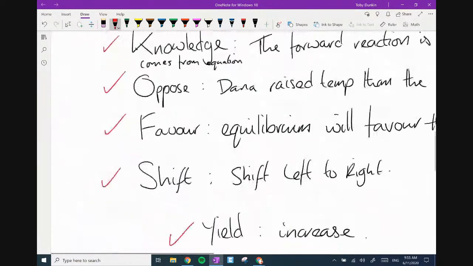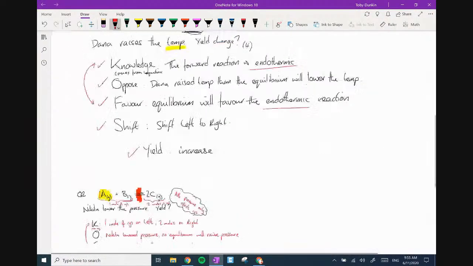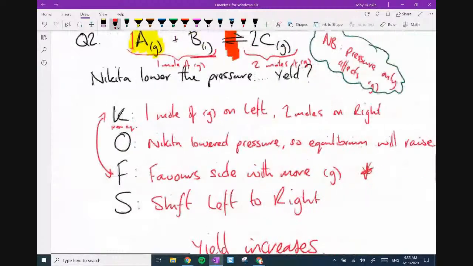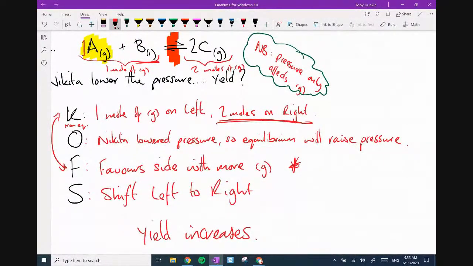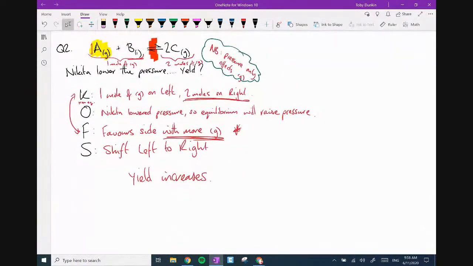Let's look at the previous one. Knowledge, forward reaction is endothermic. Favors endo. Yeah, the K and the F are joined, are linked. And here we've said more gas. Yeah, they're linked together. You've got to make sure of that. Really, really tricky. Really easy to lose. This is why it's so easy to lose those marks on these questions. It's why they're the worst answered questions in the whole of A-level chemistry. I kid you not. Crazy.